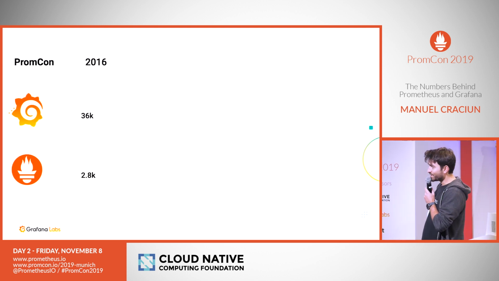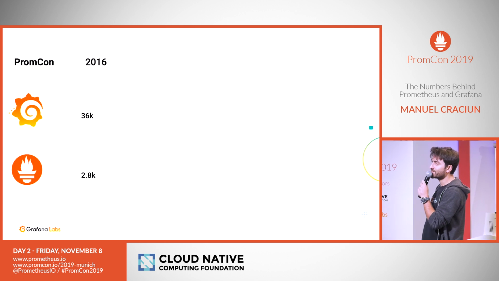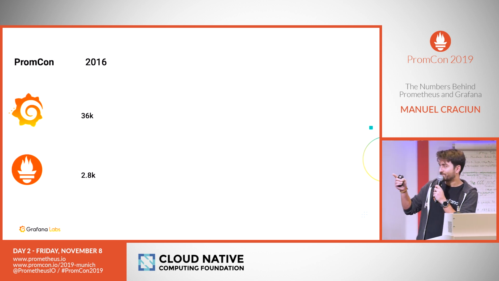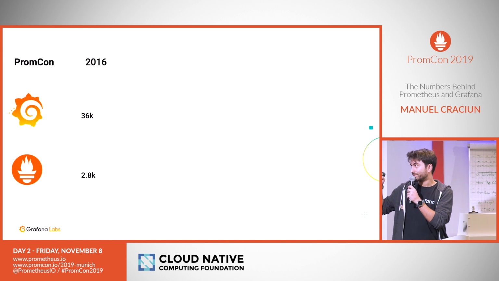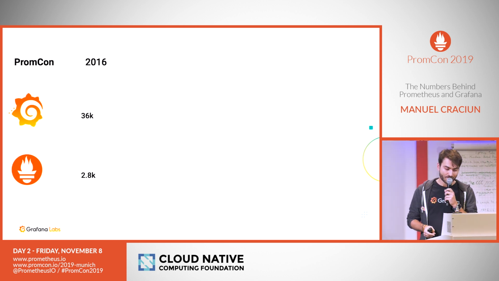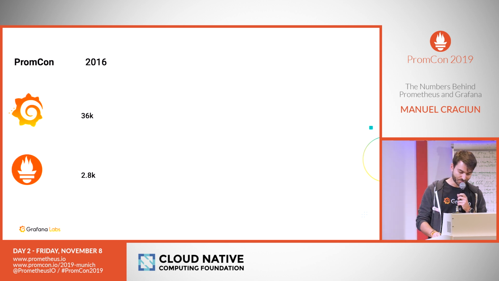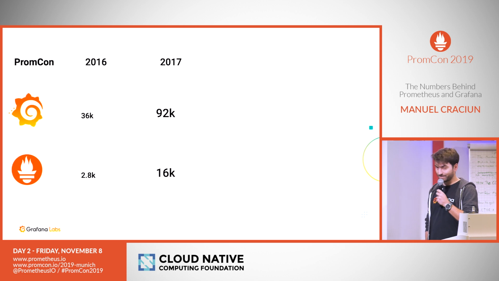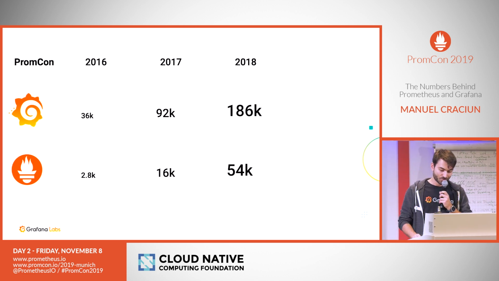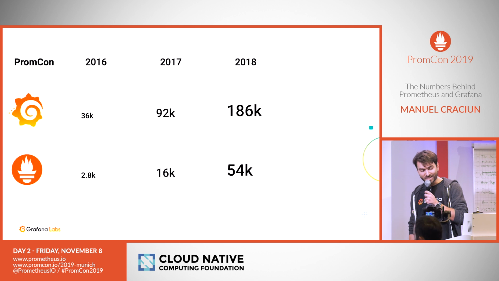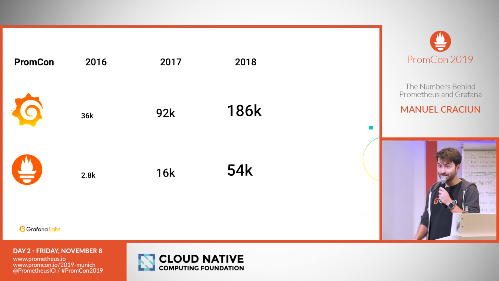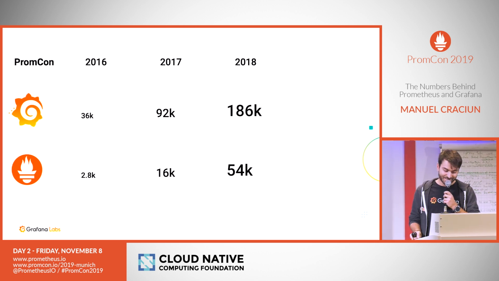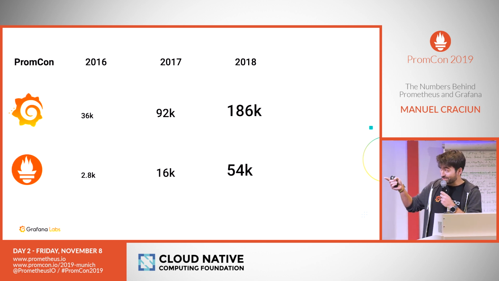So, talking about numbers, we look into the numbers that we see in terms of installs of Grafana and numbers of Prometheus data sources in Grafana. In 2016, the first PromCon, we had 36,000 installs of Grafana and 2,800 Prometheus data sources. The next year, we had 92,000 installs of Grafana and 16,000 Prometheus data sources. Quite an increase there. In 2018, last year, 186,000, so doubling that. Congrats to someone who's doing a great job. And tripling the Prometheus instances.